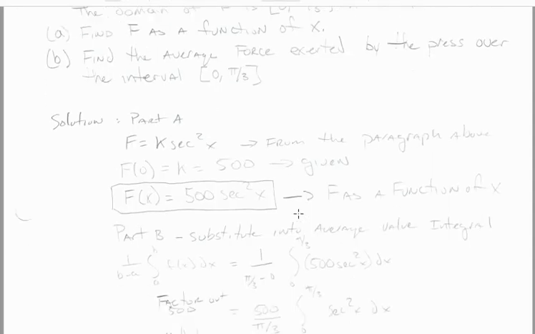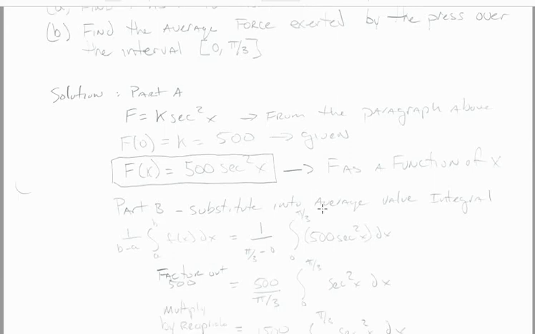Part B, we want to find the average force. So we need the average value integral, right? Remember, that's 1 over b minus a times the integral from a to b of f of x dx. So we know that, based on that interval, a is 0, b is pi over 3. So it's 1 over pi over 3 minus 0. And we're going to integrate from 0 to pi over 3 of 500 secant squared x.